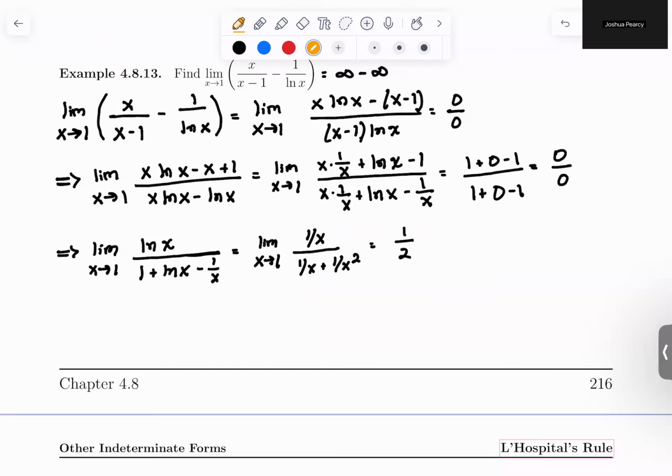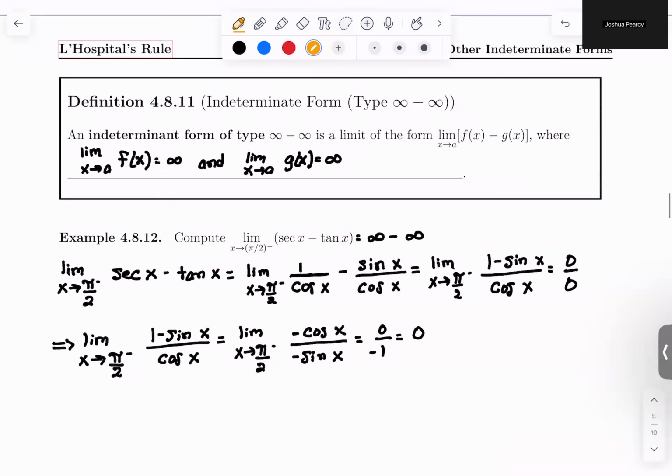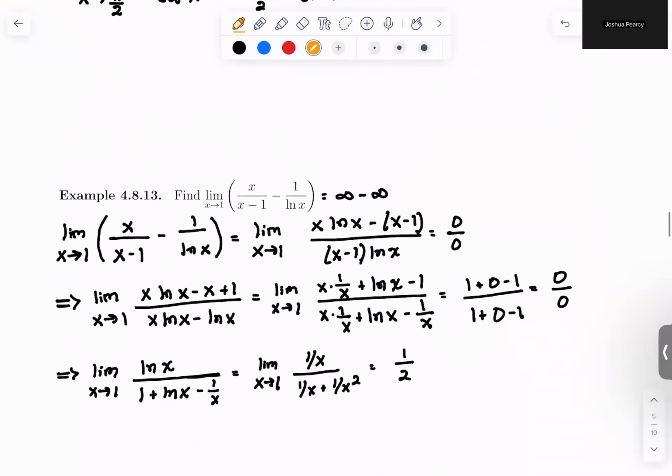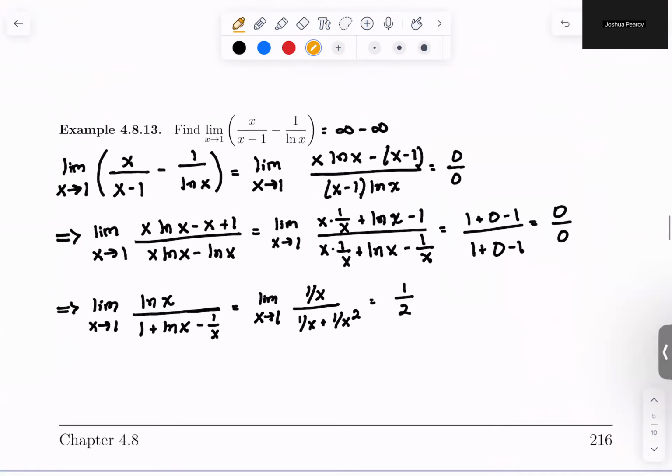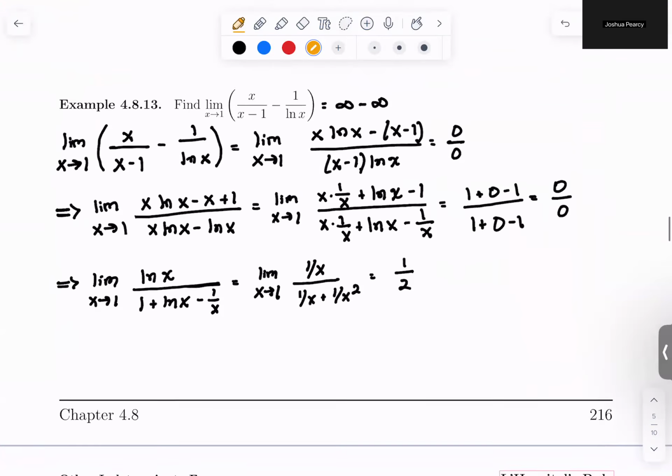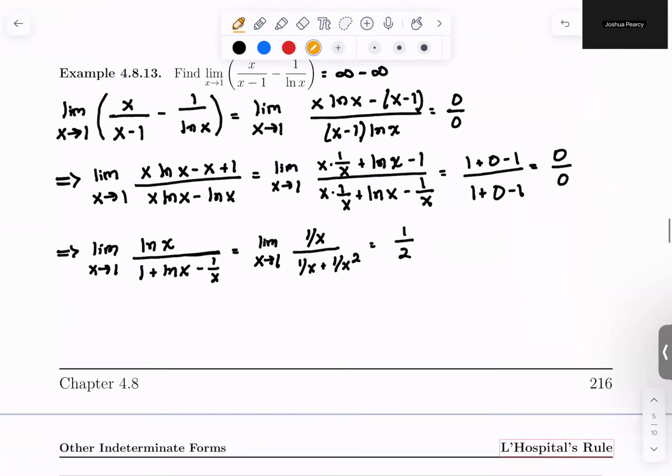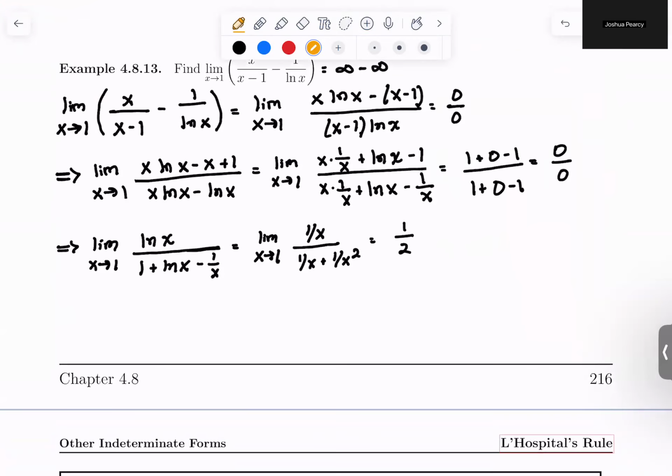So this is what we did when we had a type infinity minus infinity. We had to get a common denominator to try to get it of the indeterminate form 0 over 0 or infinity over infinity. Then we can apply L'Hopital's rule until we get a limit or we get negative or positive infinity.